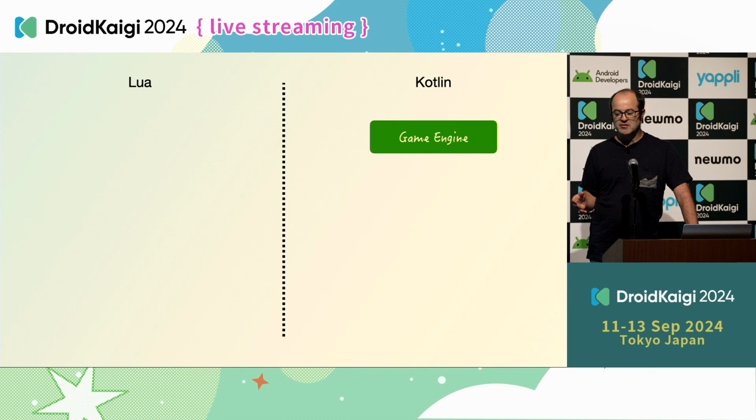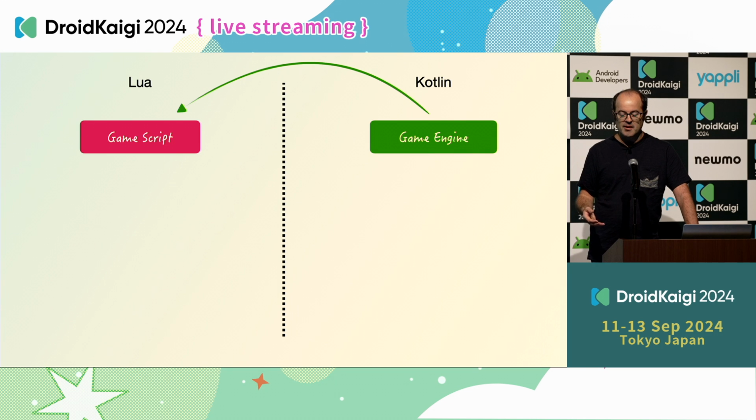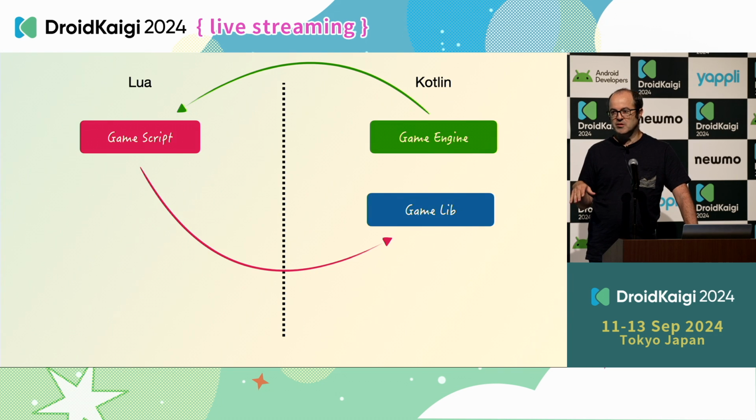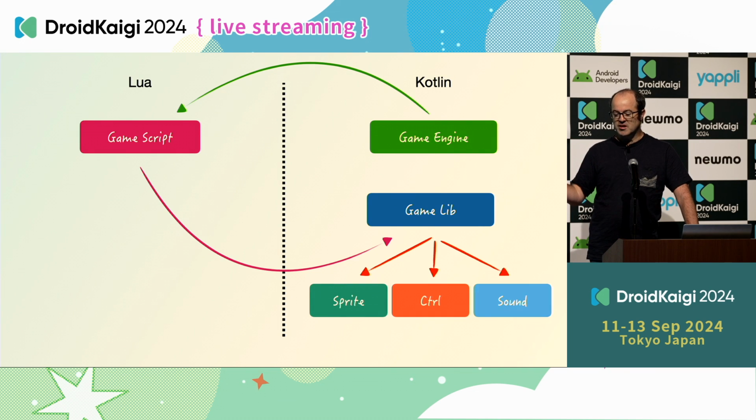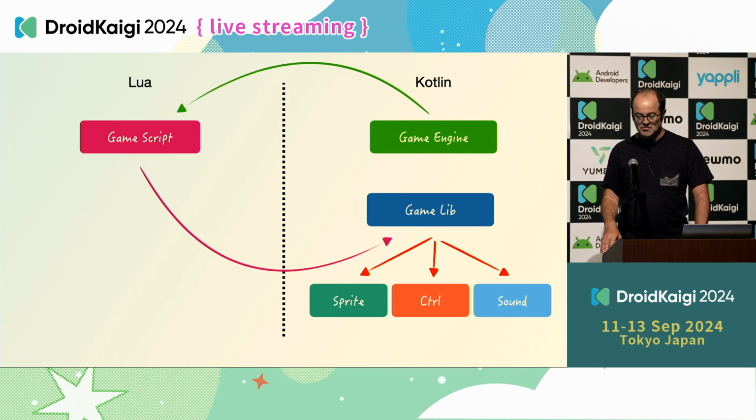The good thing is that from Kotlin, from my game engine, I can call a game script. But it's working also the opposite way, which means that from Lua, I can call some Kotlin. So what I did is create some game libraries that can be called from Lua. So I can almost define my own API that people will be able to use in Lua. I created different kinds of libraries. One for drawing sprites on the screen, another one to check the player input, and also some to generate sound.